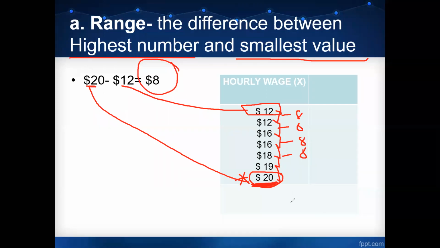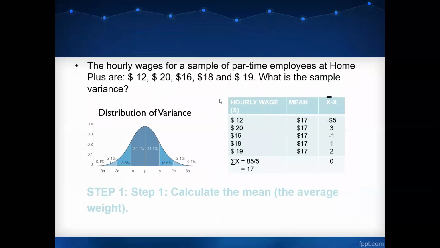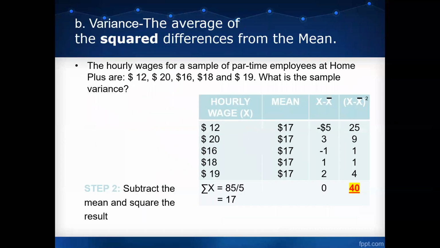Okay, I have to clear all the drawings. Next, let's move to this one, what we call variance. When we say variance, this is the average of the squared differences from the mean. We have the same example, the hourly wages. So the first thing you have to do is get the mean. Since I use only 5, 85 divided by 5, we have 17. So 17 is our mean.